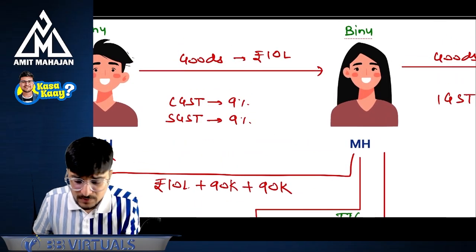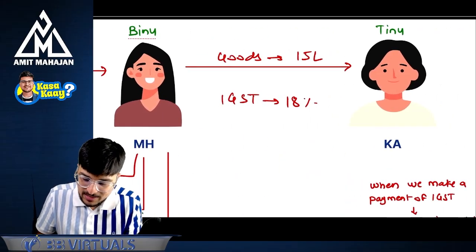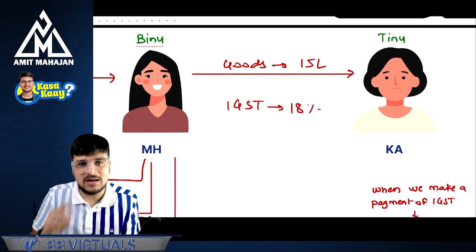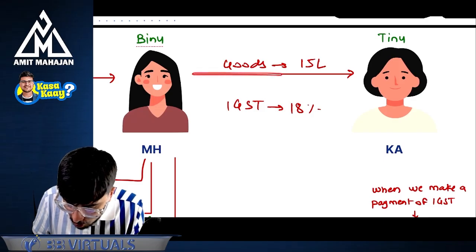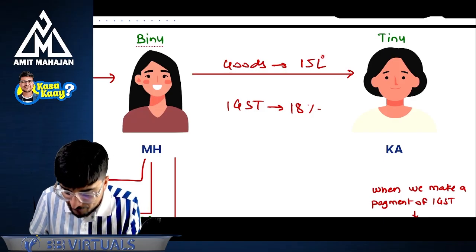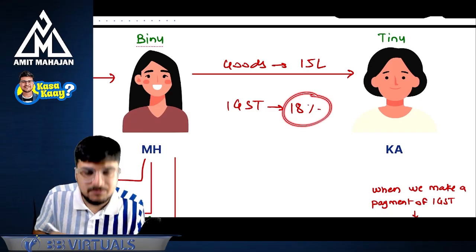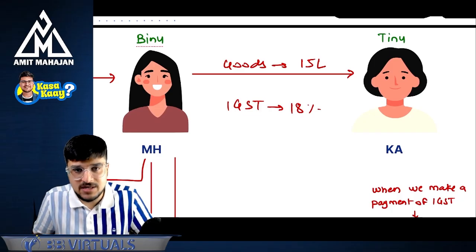Okay. Now, Binu is selling the goods further. Binu is from Maharashtra and this Tinu is from Karnataka. Okay, no problem. When Binu is selling the goods to Tinu for 15 lakhs, can I say since it is interstate, IGST at the rate of 18% will be applicable, everyone?